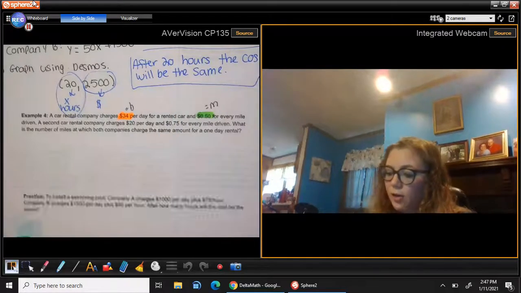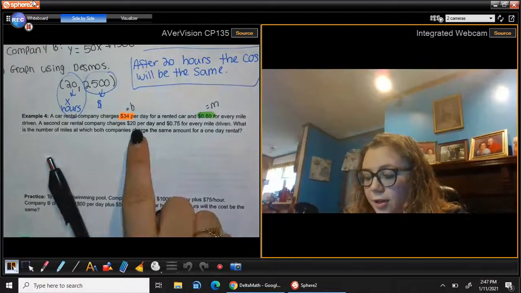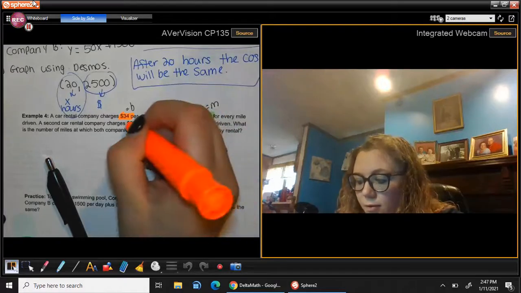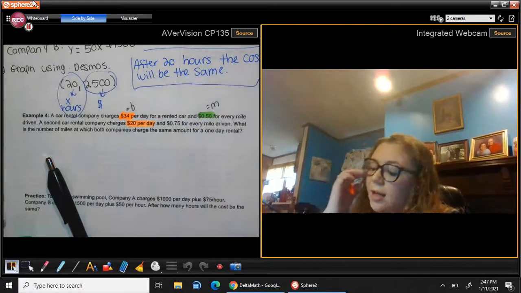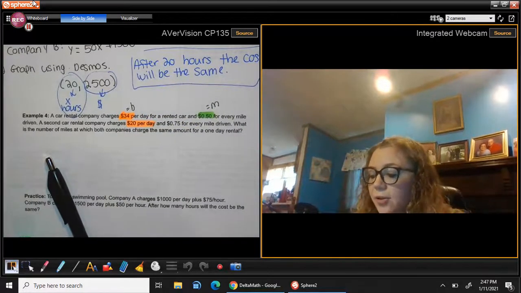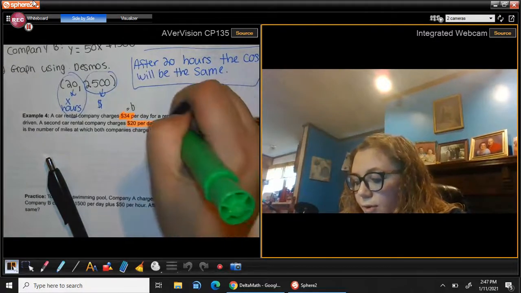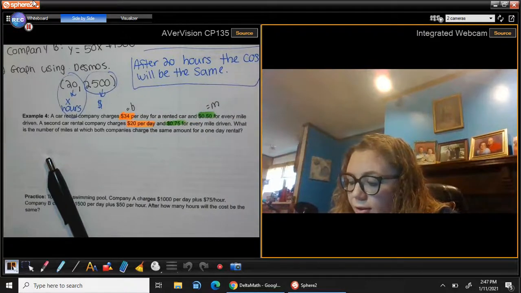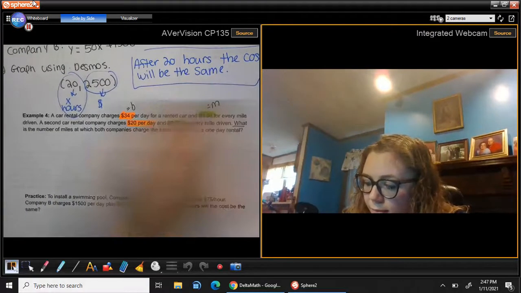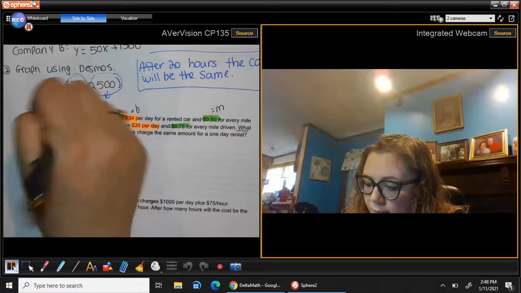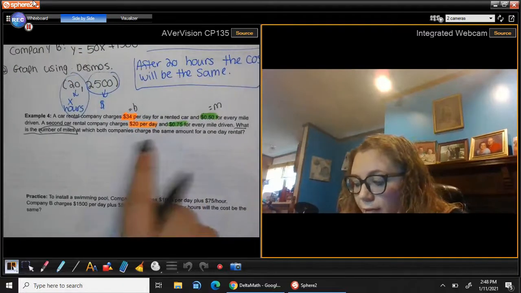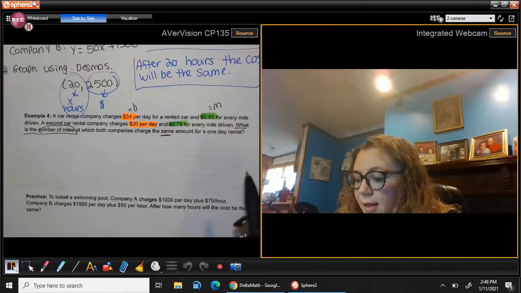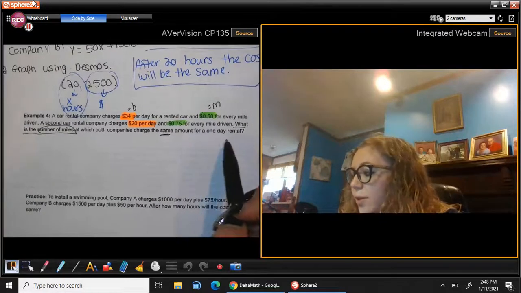A second car rental company charges $20 per day. So is that my slope or my y-intercept? My initial value, my y-intercept. And 75 cents for every mile driven. So is that my slope? Okay, what is the number of miles at which both companies charge the same? Okay, so we know we're dealing with systems for a 1 day renter.